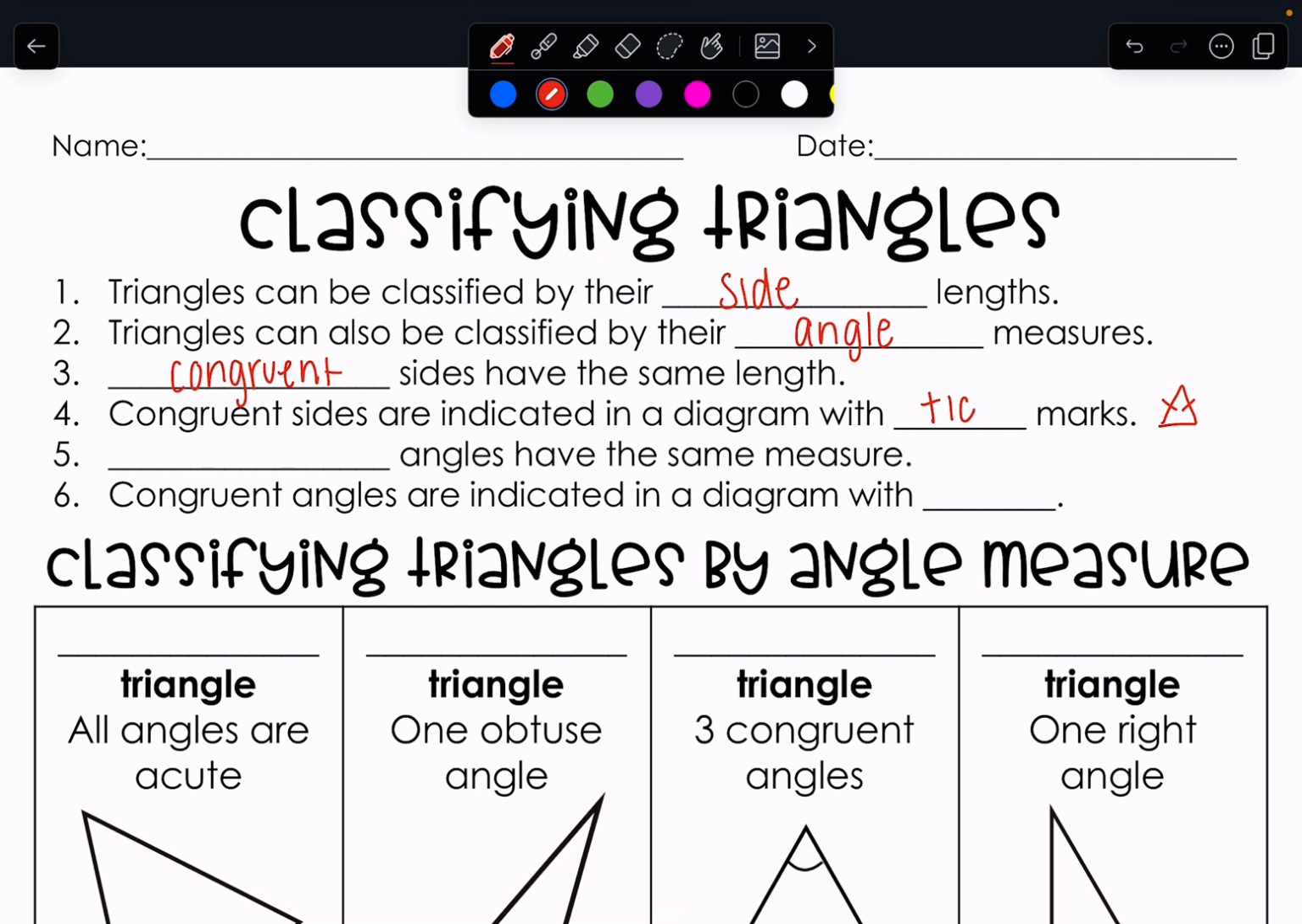And then congruent angles have the same measurement. So remember, congruent means that they are equal, they are the same. Congruent angles are indicated in a diagram with arcs. So the way that this might look in a diagram is they'll put 1 and 1. So they have the same amount of arcs.